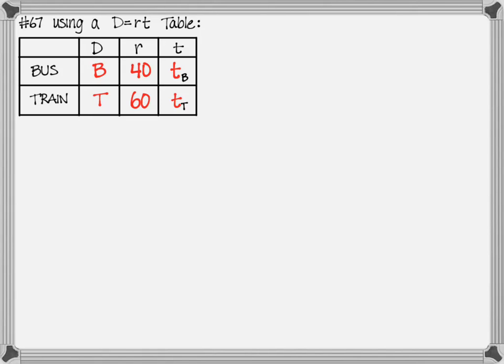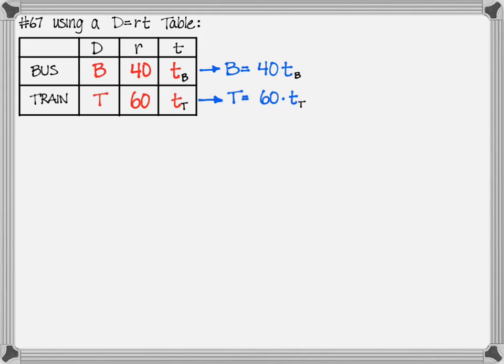The time we also don't know, so I'm going to use little t with a sub b for the time on the bus, and I'm going to use a little t with a sub capital T for the time on the train. And you can see in this table there's too many unknowns. I've actually got 4 unknowns, which is way too many. So we have to do a little bit of analysis here.